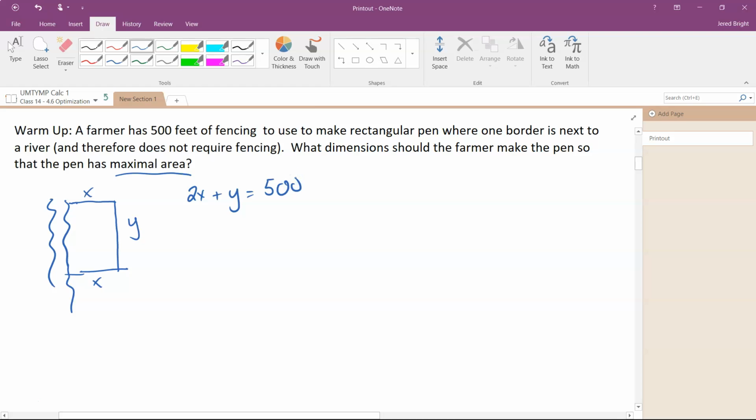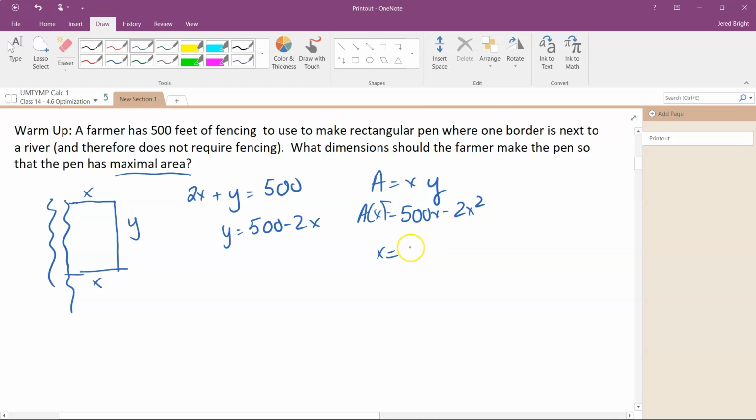That's the perimeter. That's the total amount of fencing we would have to use. But then the area is x times y. And what we would do is isolate y here. So we have 500 minus 2x is equal to y. Substitute that into the area function, and so we get 500x minus 2x squared. And then this is a quadratic function. This is technically A of x. And so then I can find the value of x that produces the maximal area to be at the vertex.